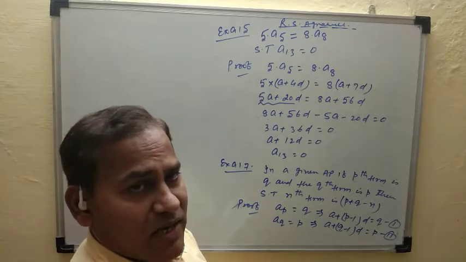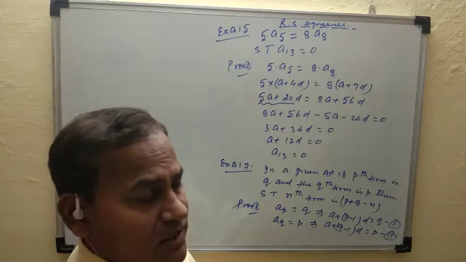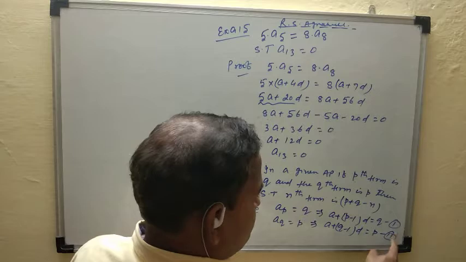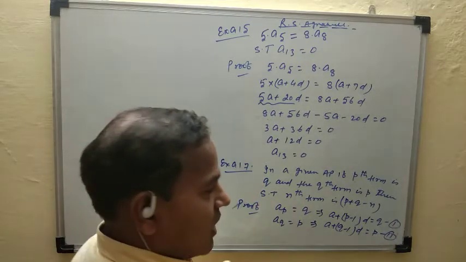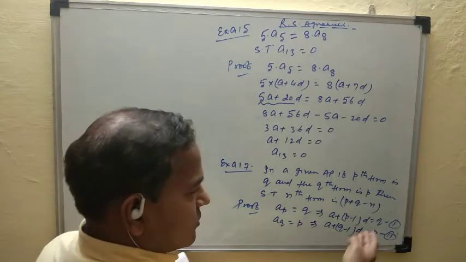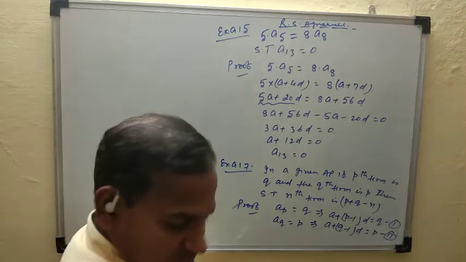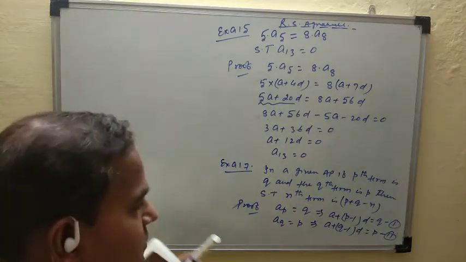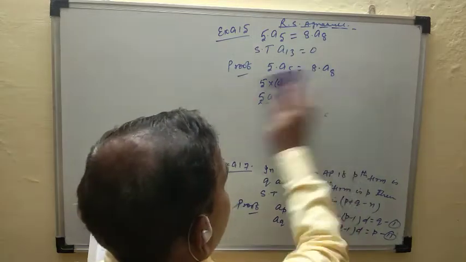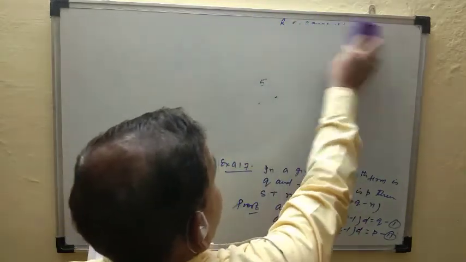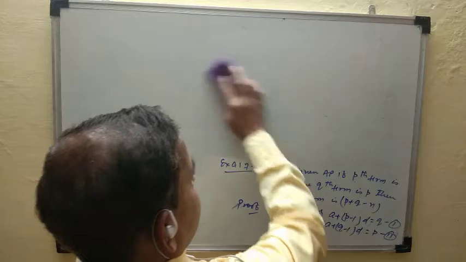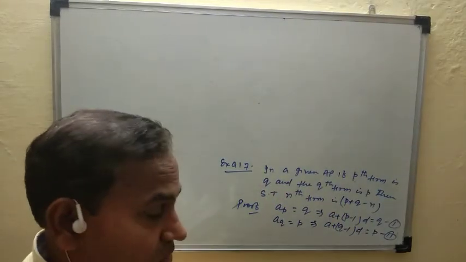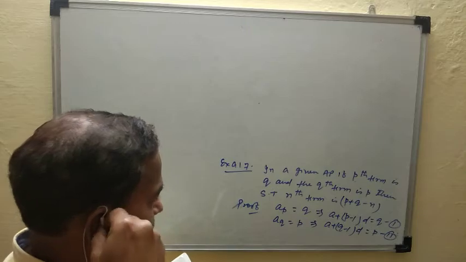The question is to find the nth term. So first find A and D. For A and D, we have two equations, 1 and 2, and we find the values of A and D. So subtract these two equations, that is, simplify and find A and D. So subtract equations 1 and 2.